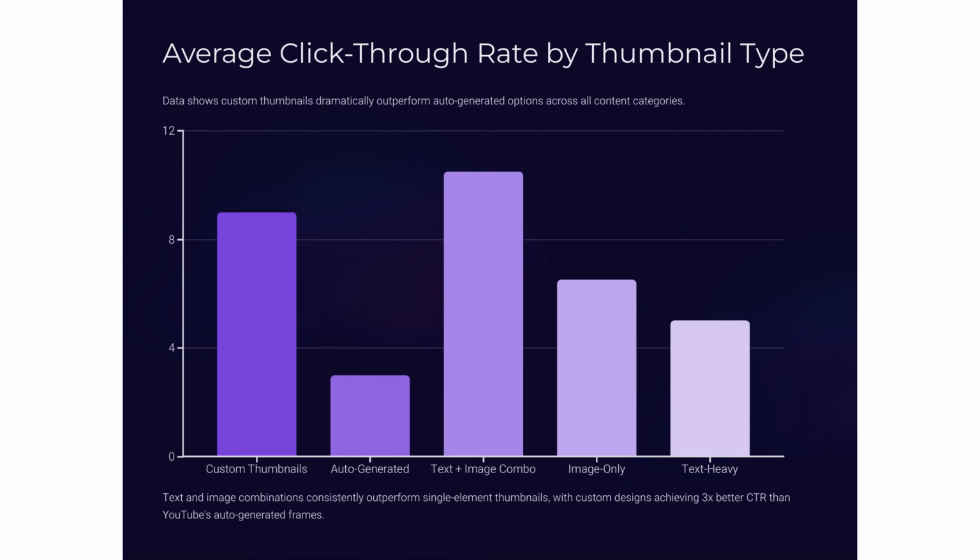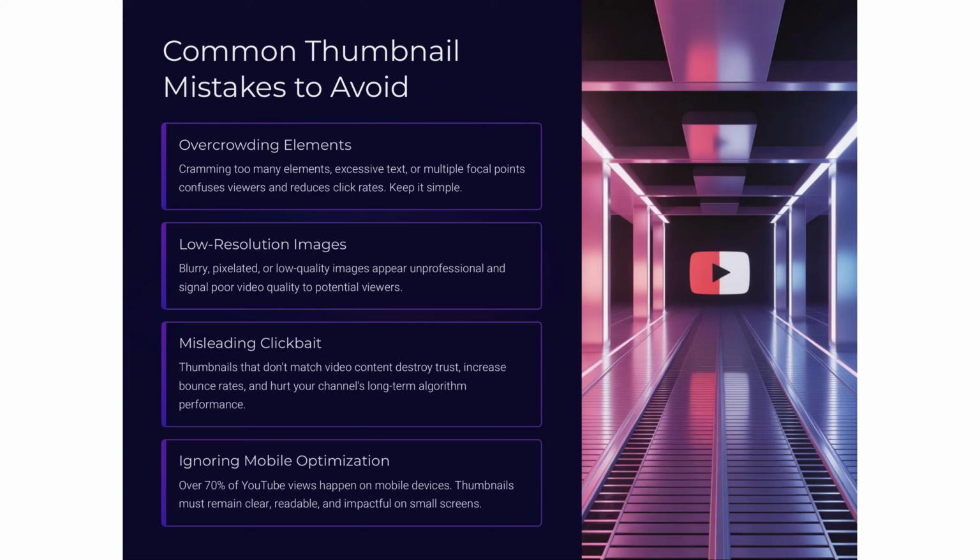Avoid overcrowding elements in thumbnails. Simplicity enhances clarity and click rates. Use high-resolution images to maintain professionalism and viewer trust. Misleading clickbait damages credibility and algorithm performance. Ensure thumbnails are optimized for mobile, as over 70% of views occur on these devices, requiring clear and readable designs.